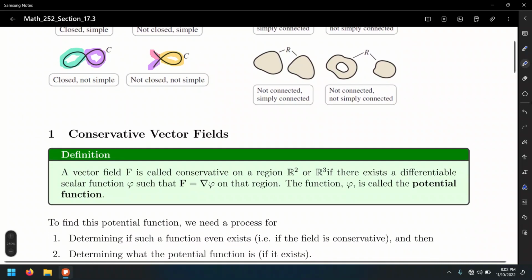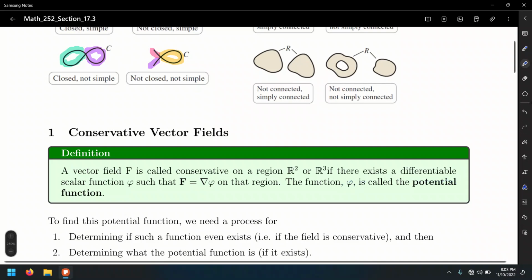A vector field F, as we have been working on, is called conservative on a region in R squared or R cubed, depending on whether we're working in 2 dimensions or 3 dimensions, if there exists a differentiable scalar function phi such that F is nabla of phi. In other words, that function whose gradient is that vector field. And we call this phi the potential function.